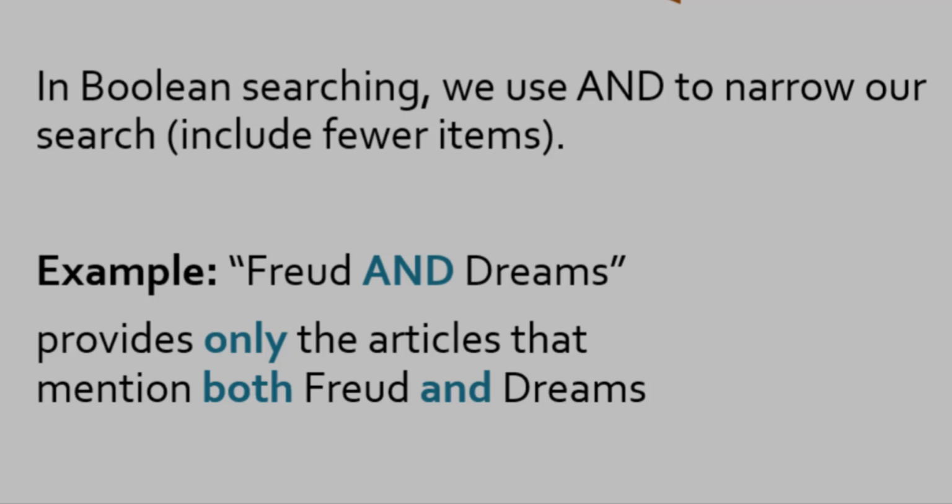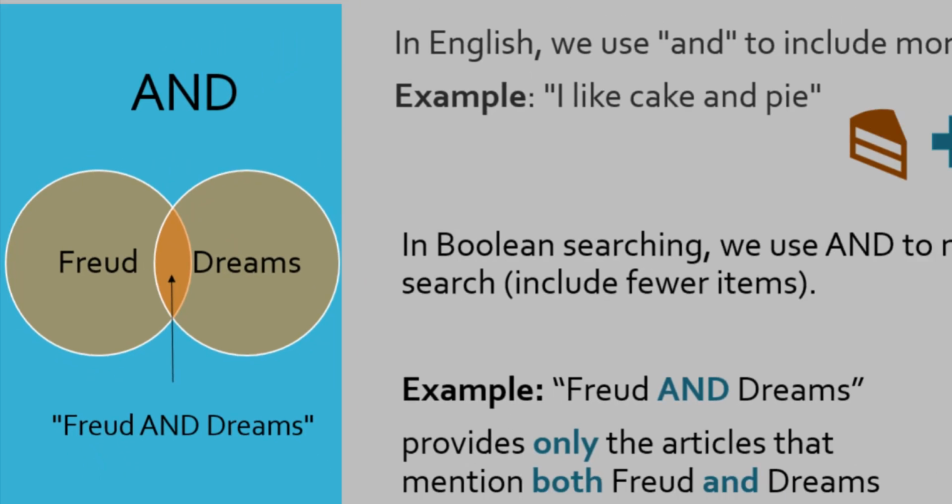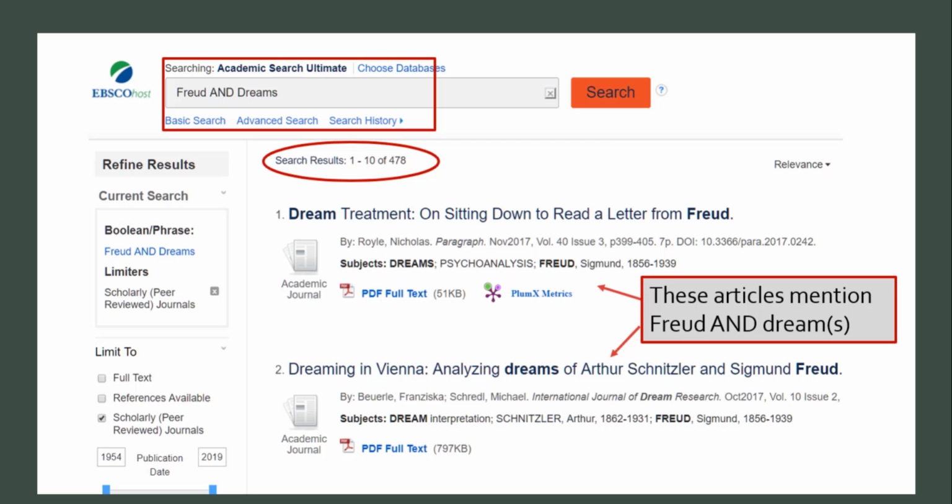For example, if you were to search Freud and dreams, you would only get articles about both topics. As you can see in the Venn diagram, that search would only give you this part in the middle. Let's take a look at what this would look like in the actual database. So when we search for Freud and dreams, we can see that in both the subject areas and the title, these articles are about both Freud and dreams. And take a look here, we got 478 results.